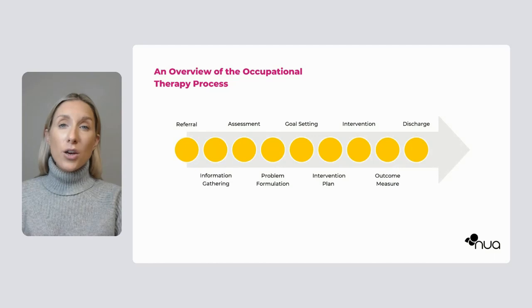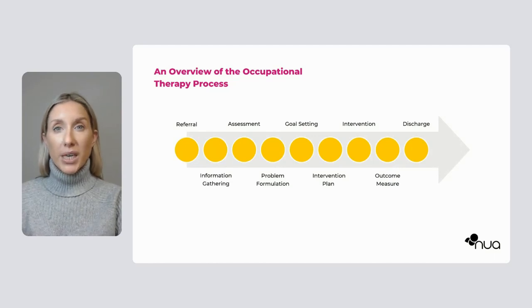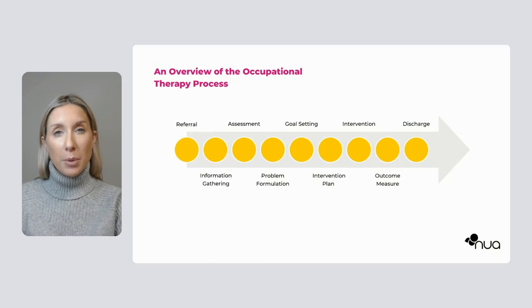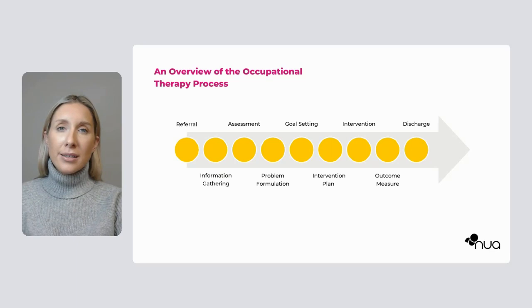This slide provides an overview of the occupational therapy process when working with an individual who experiences an ABI. The first stage in the process is the referral stage, which outlines the reason or the need for occupational therapy input. Next is the information gathering stage before engaging the individual in standardized and non-standardized assessment. The problem formulation stage is a collation of the findings from the assessment to identify the person's strengths and their difficulties in respect of their day-to-day functioning.